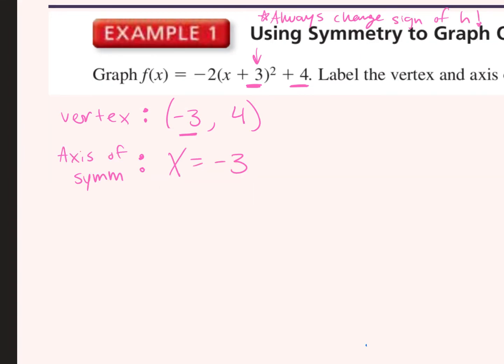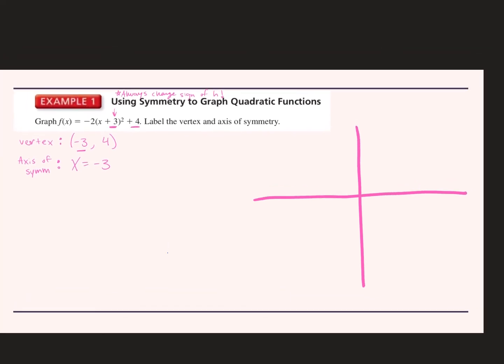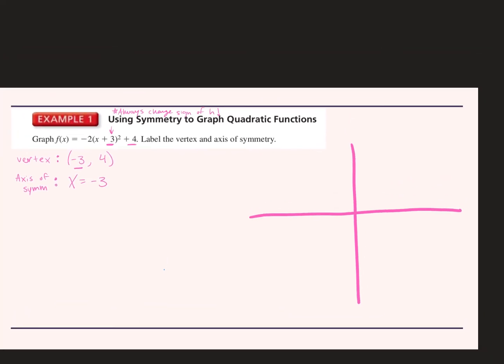Once we have our vertex and our axis of symmetry, we're going to plot those two first. So my vertex is -3, 4. I go to the left to -3 and up 4 and put a point right there. Then my axis of symmetry is a vertical line that just goes right through it. Right, so I only have 1 point on my graph.